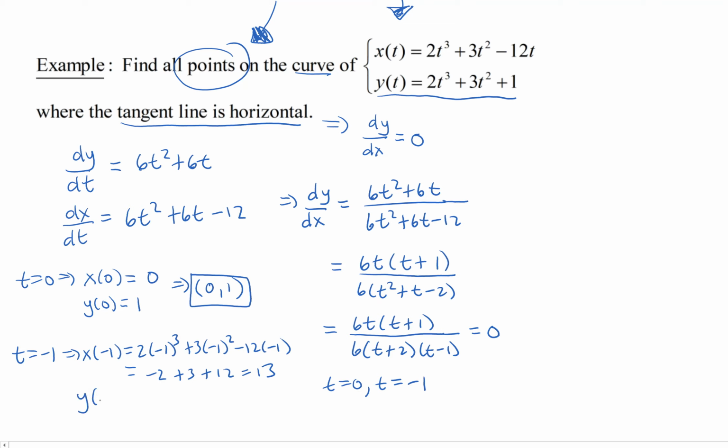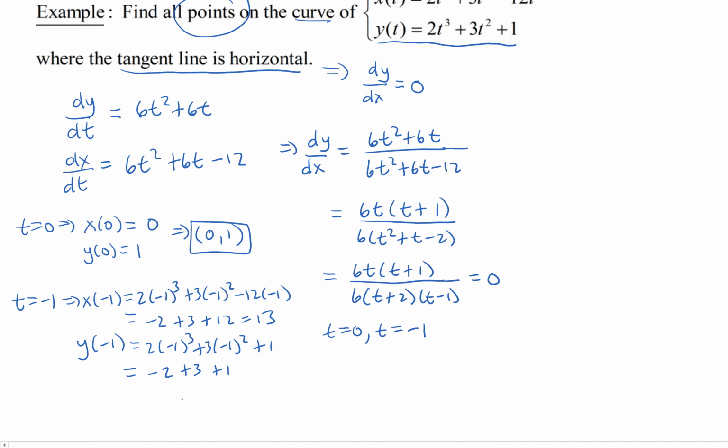Also, plug in negative 1 into y. We get 2 times negative 1 cubed plus 3 times negative 1 squared plus 1. Of course, that's negative 2 plus 3 plus 1. And what do we get? 2. And so the other ordered pair is x is 13, y is 2.